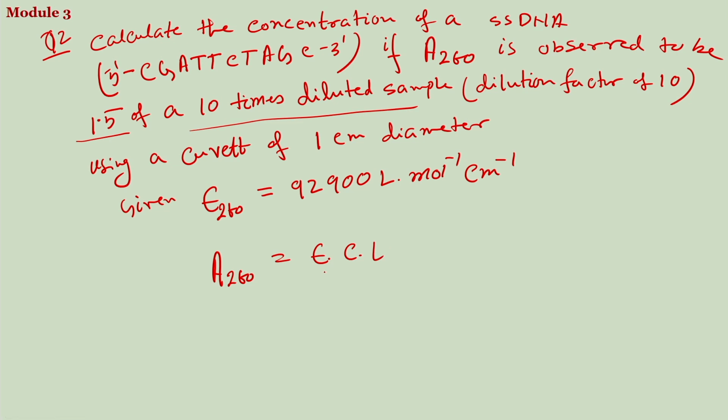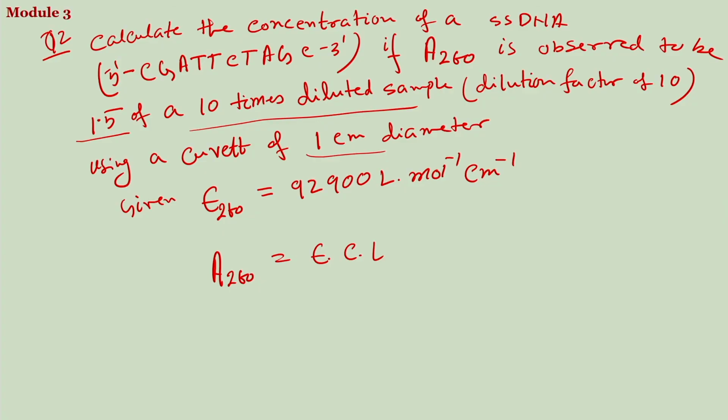Epsilon is the molar extinction coefficient, which is given here. C you need to calculate. L is the path length or the length through which the light travels, and this is given as 1 centimeter. It is basically the cuvette you are using, that same diameter of the cuvette will be your path length, because that is the distance that will be covered by the light. And this A value is given as 1.5.